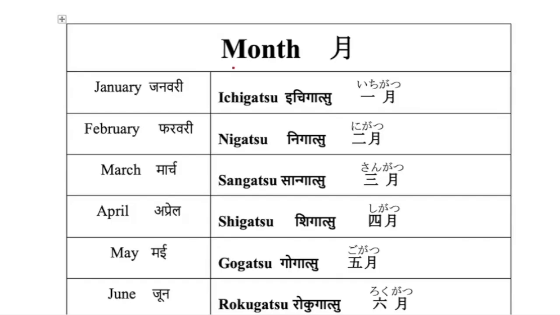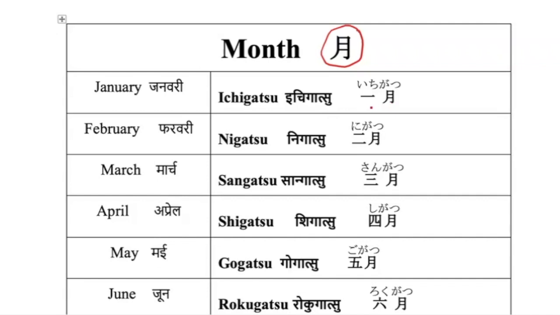Now to count the months of the year, this kanji is used. The kunyomi, the Japanese reading of this kanji, is tsuki, meaning moon or month. But it has two different onyomi, the Chinese readings: one is gatsu and another is getsu. So to say January, February, March, April, we will use gatsu. Memorize the counting 1 to 10 in Japanese and add gatsu.